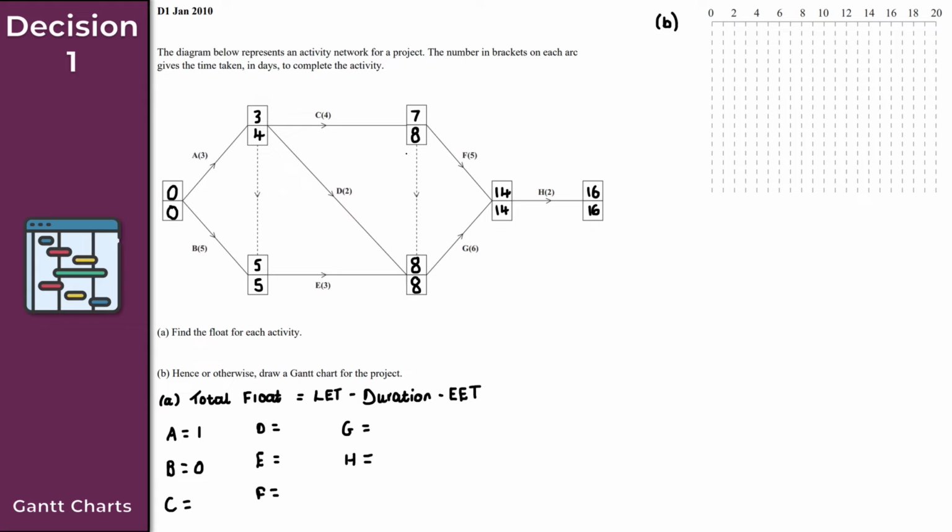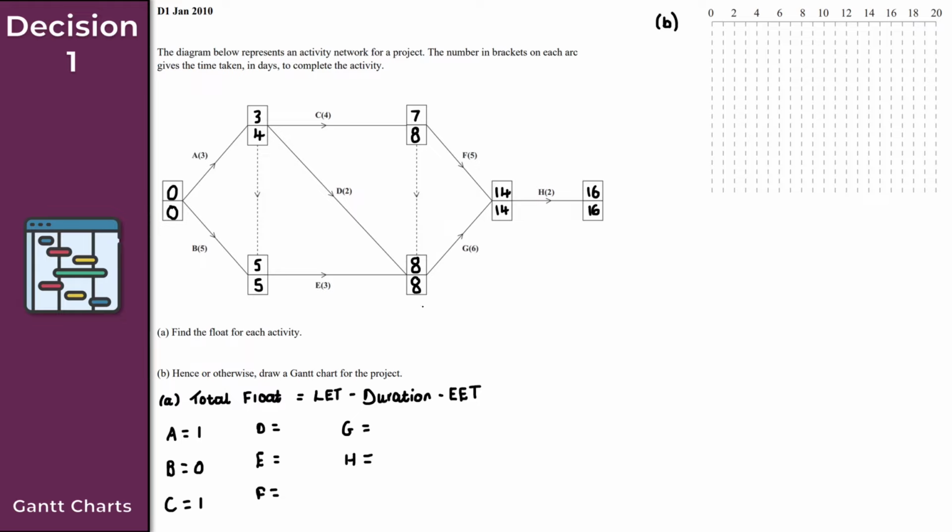So the late event time here is 8, minus the duration, which is 4. So 8 minus 4 is 4, minus the early event time of 3. So 4 minus 3, and that gives us a total float there of 1. What about activity D here?